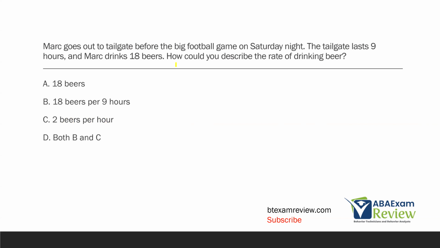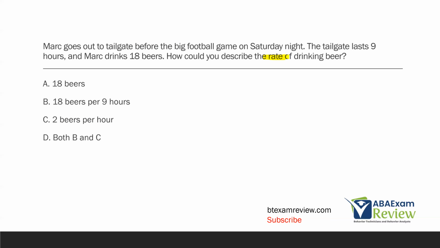Mark goes to the tailgate before the big football game on Saturday night. The tailgate lasts 9 hours and Mark drinks 18 beers. How could you describe the rate of drinking beer? So, a measurement question talking about rate. And what is rate? Rate is frequency over time.